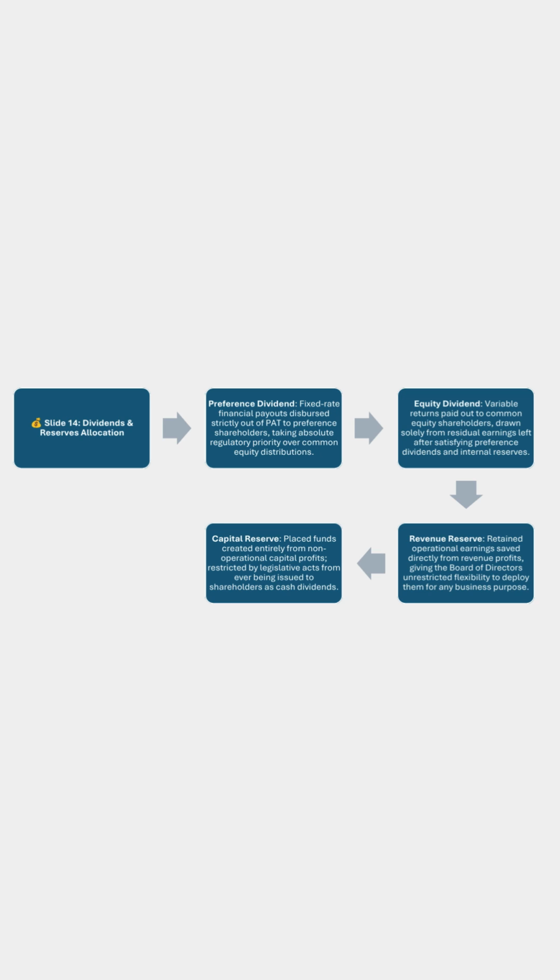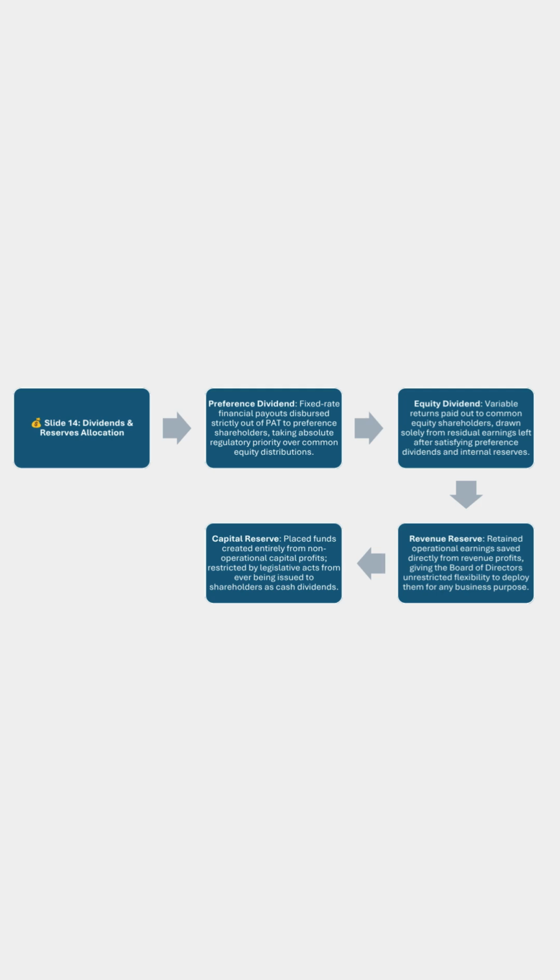Now let's look at slide 14 to see what happens to a company's profit after tax. This cash is split between corporate savings and investor payouts. Payouts are distributed via two types of dividends. First, the firm must pay a preference dividend. This goes to preference shareholders, who receive a fixed rate of return ahead of everyone else. Once preference claims are met, remaining funds can be distributed as an equity dividend to standard common shareholders at a variable rate. The money that management chooses to save rather than pay out is transferred into reserves.